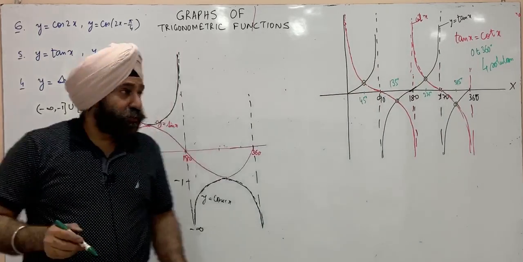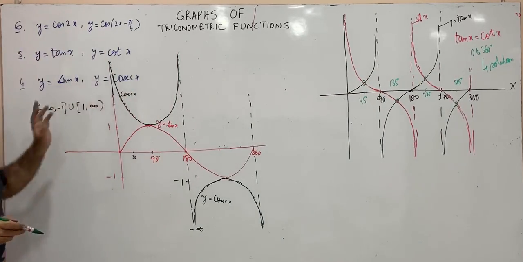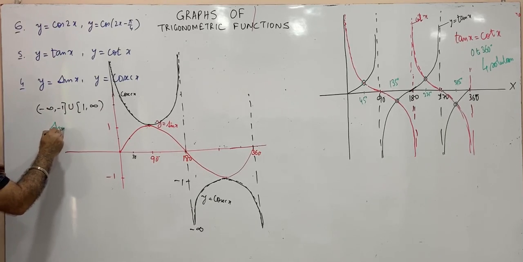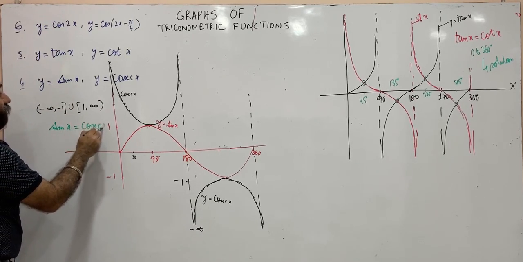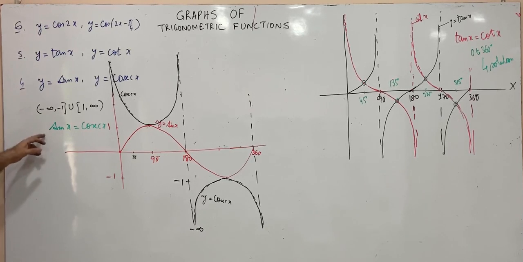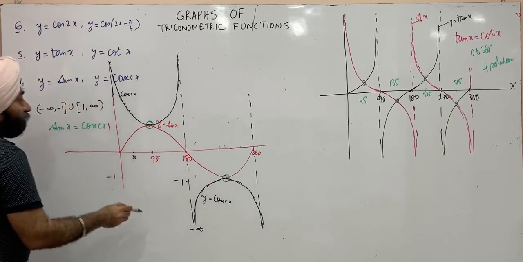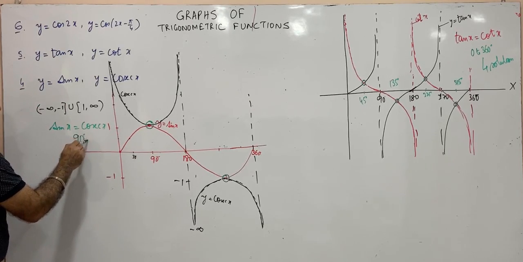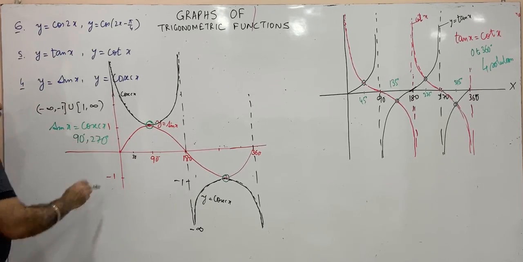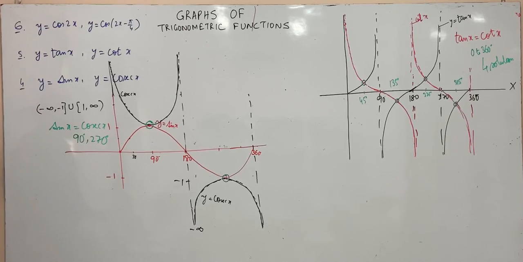Similarly, in the previous question, sin x and cosecant x, if I want to solve sin of x is equal to cosecant of x, then what is the solution? The solution is where the graphs of sin x and cosecant x intersect. That is here and at this point. This point is 90 degrees, the other is 270 degrees. So from 0 to 360 degrees, there are 2 solutions.